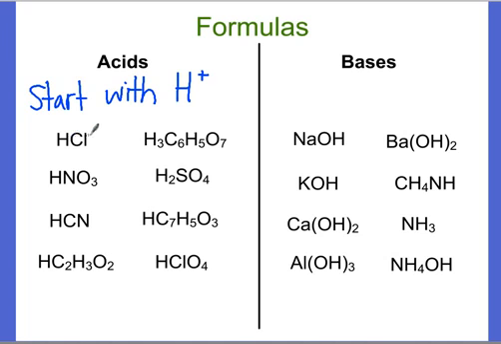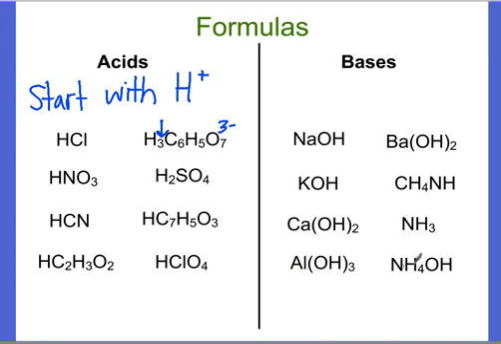Notice that chlorine, that's an anion. Nitrate, cyanide, acetate, we've got citric acid. Citrate is a 3- charge. That's why we need to have 3 positive hydrogens to balance out that anion. So sometimes you'll see more than one H at the beginning. It's still an acid.